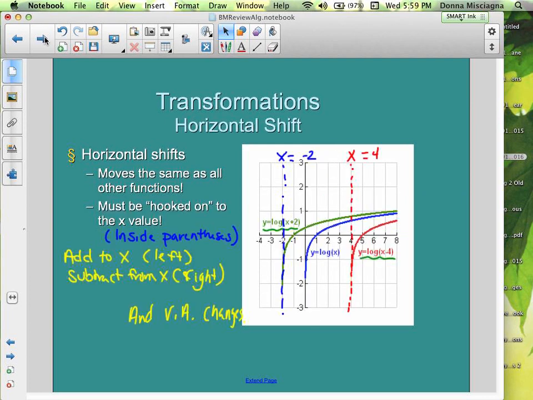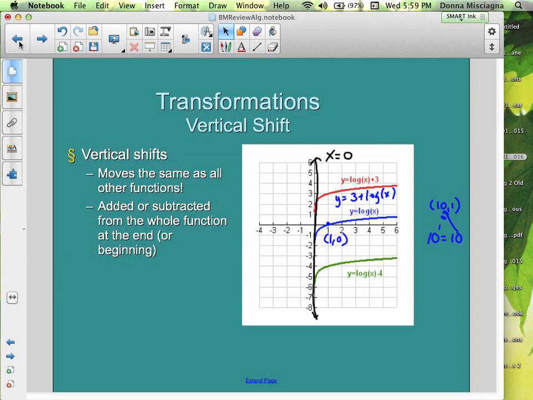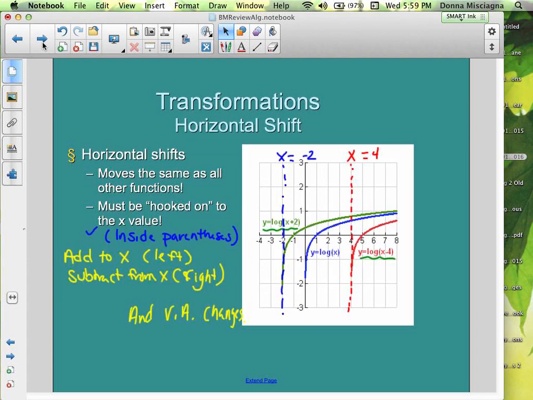Horizontal shifts are what's going to change our vertical asymptote. We'll know it's a horizontal shift because it has to be inside the parentheses. Okay? Has to be hooked to the x value, so it's going to be inside the parentheses. If it's not inside parentheses, then it is not added to the x, it's added to the whole function. So like for instance over here, where we have log x plus 3, or 3 plus log of x, that's added to the whole function, it's not added to x. Here the value is being added to x.